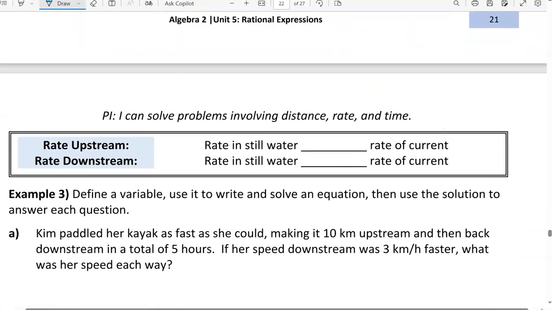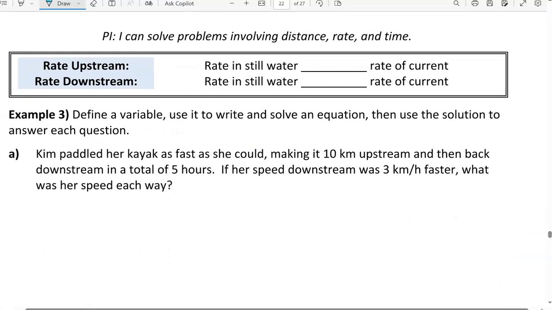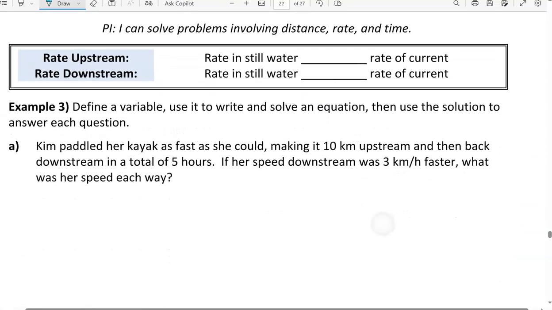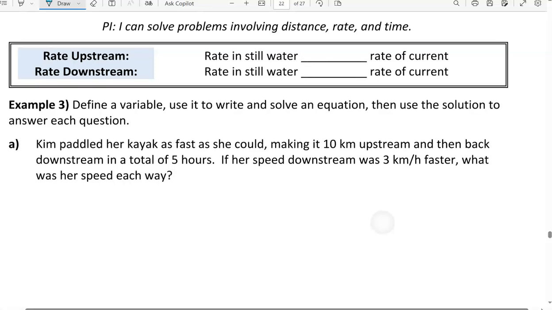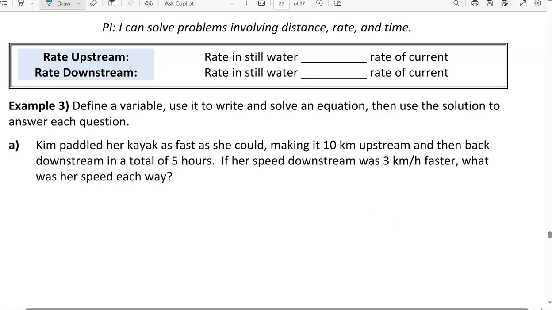All right, one other type of problem here. We're going to solve distance, rate, and time problems. So remember that when we are traveling upstream, we're going against the current. So the rate in still water minus the rate of the current. And when we're going downstream, we're going with the current. So that's the rate in still water plus the rate of the current.